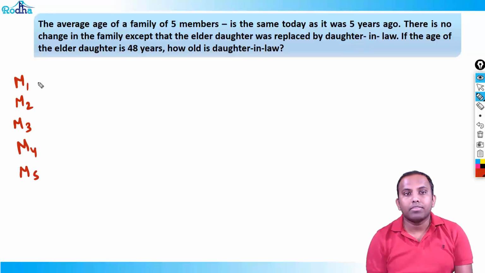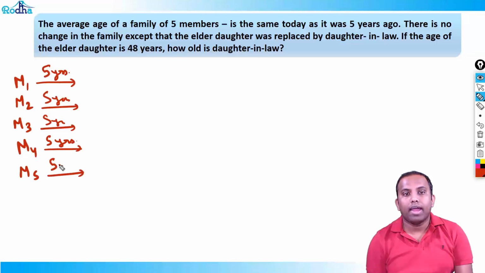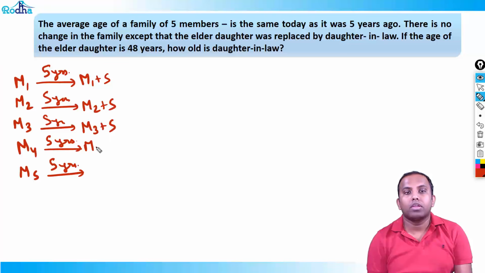In 5 years, the age of each would increase by 5 years. So if the age was M1, it becomes M1 plus 5. M2 becomes M2 plus 5. M3 becomes M3 plus 5. Simple logic, so we don't need to do this much here.